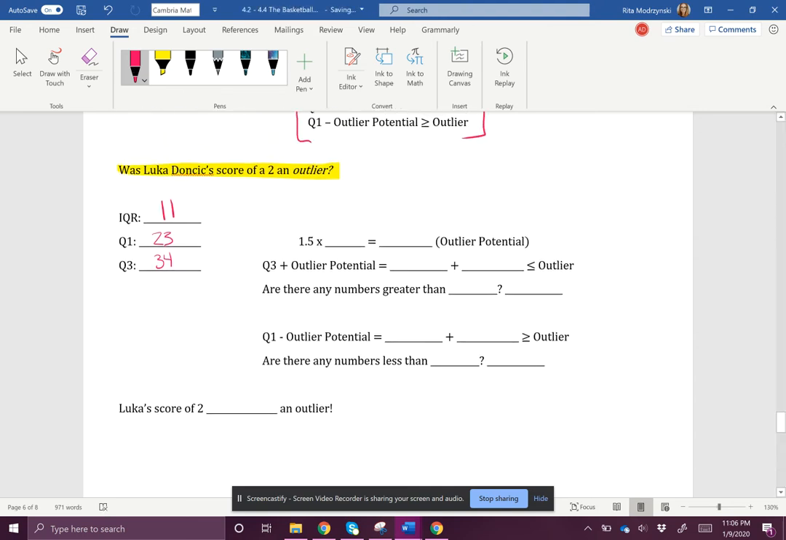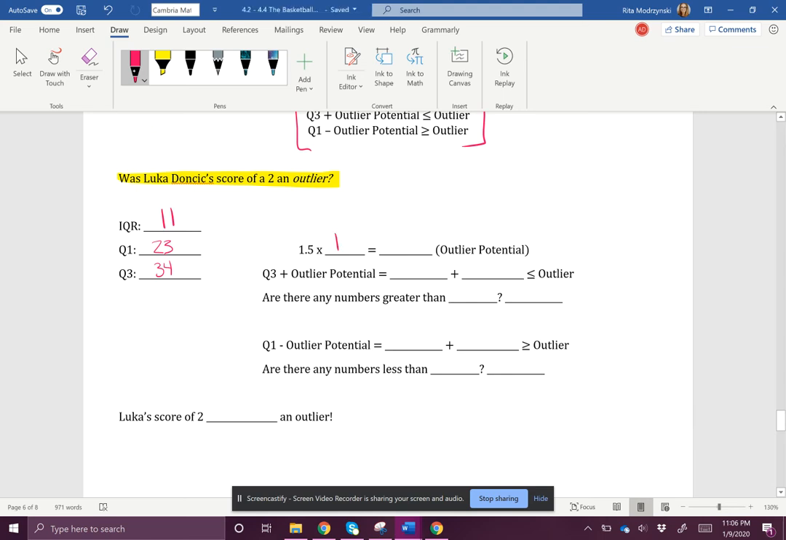So the first thing we need to do is, again, figure out that outlier potential. On your calculator, we're going to do 1.5 multiplied by 11. And when we do that, we get 16.5 in this case. Again, that's considered our outlier potential. Now, from here, we're going to do our Q3. We're trying to figure out the upper end, what numbers and higher would be considered outliers. So in this case, we have our Q3, which is 34, and we're going to add our outlier potential to it, which is 16.5. So 34 plus 16.5 gives us 50.5.